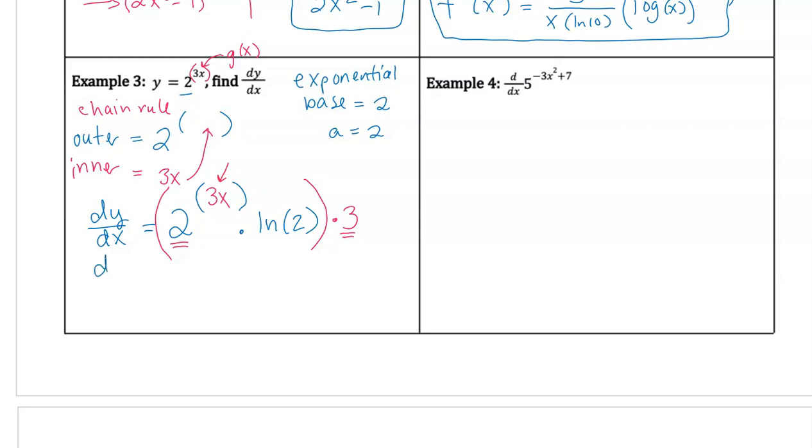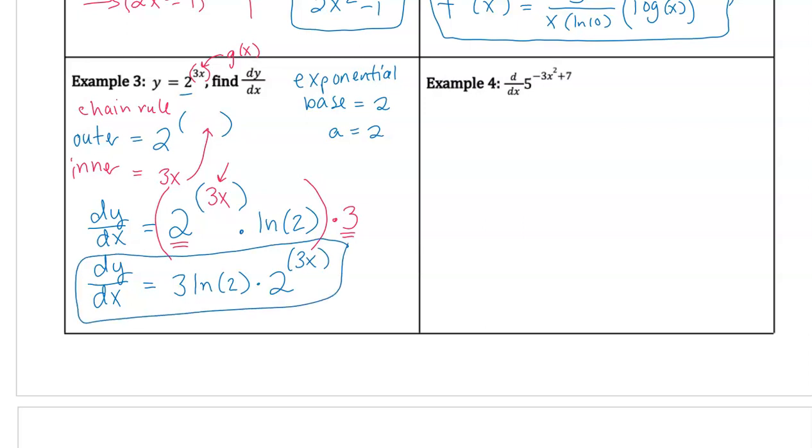So I can't take this one and multiply it to the 3. But I can do this. This is typically how we rewrite this. I put my constants in front, so 3 ln of 2, and then I put my exponential function at the end. So this would be my derivative, or my slopes, for this function here.